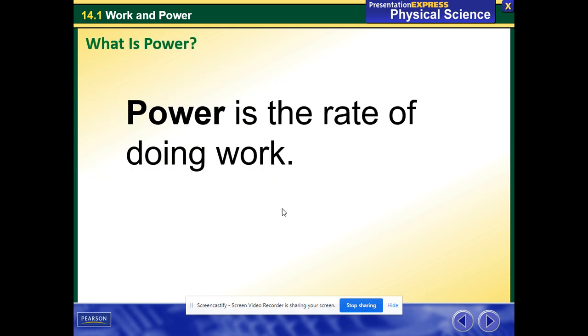Now to talk about the second half of this PowerPoint. What is power? Power is the rate of doing work. So that's why we had to talk about work first. Now, when we mention rate, usually that has to do with a time. How fast do you do things? In the case of power, how fast are you completing the amount of work that you're given?